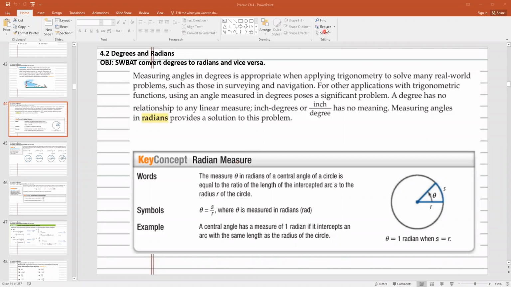All right. So this is 4.2 degrees in radians, video number 2. So this is talking about radians.